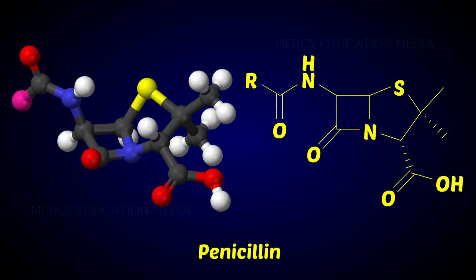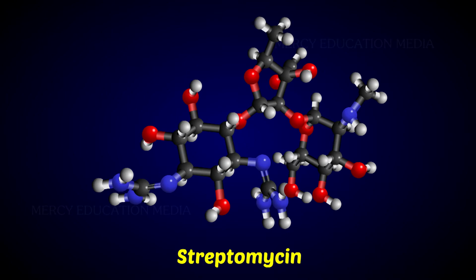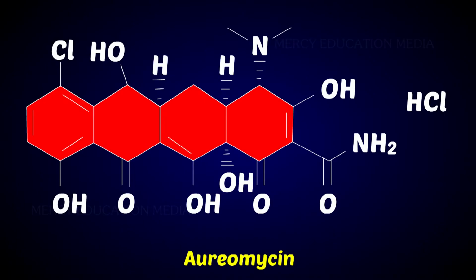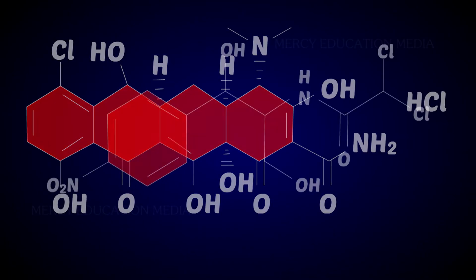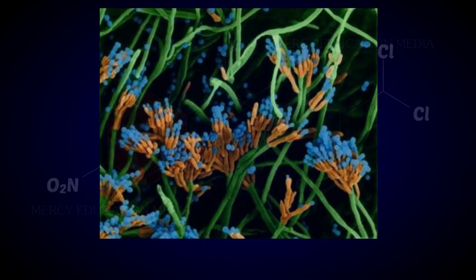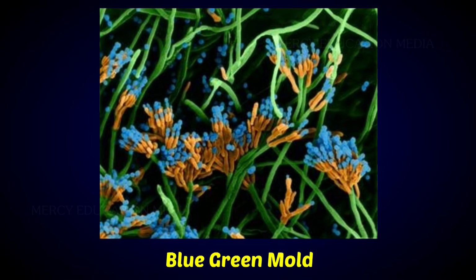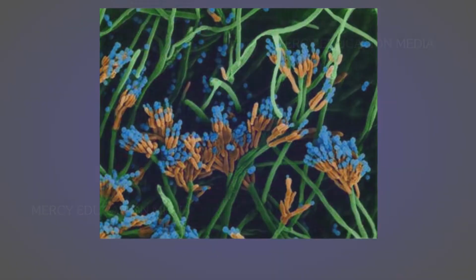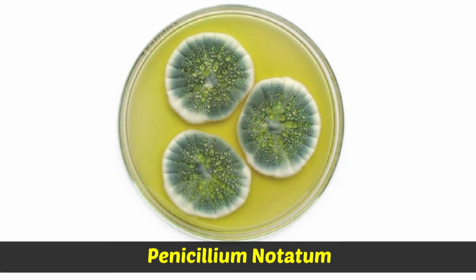Penicillin, Streptomycin, Aureomycin, and chloromycetin are some of the examples for antibiotics. Penicillin is a well-known antibiotic obtained from the blue-green mold called Penicillium notatum.